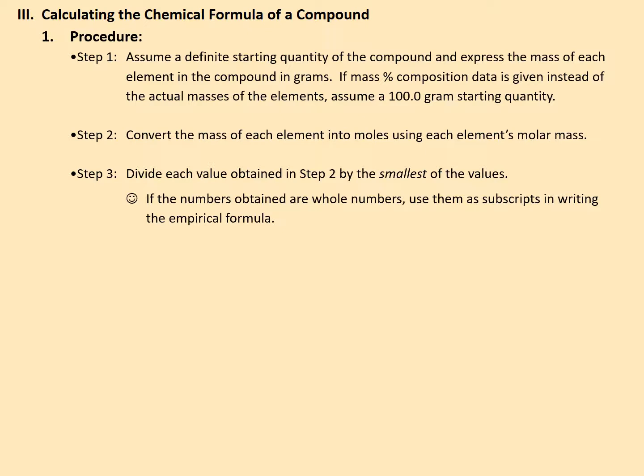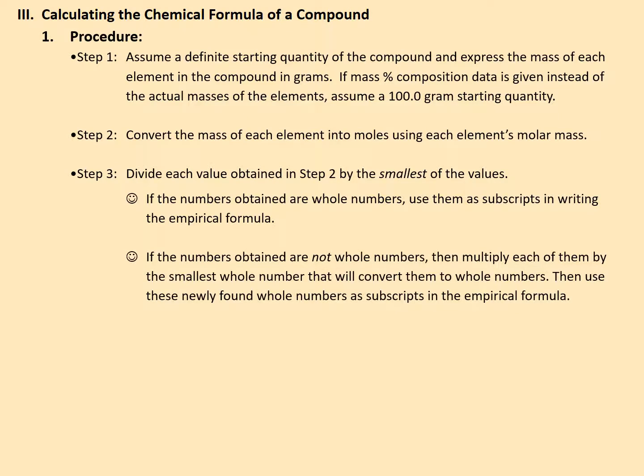The more likely result is that the numbers you obtain will not be whole numbers, in which case you then need to multiply each of them by the smallest whole number possible. So start by multiplying by 2, then by 3, then by 4, until you can convert them all into whole numbers. Then you can use these newly found whole numbers as subscripts in the empirical formula. Once again, we'll take a look at how to do this in the slides that follow.